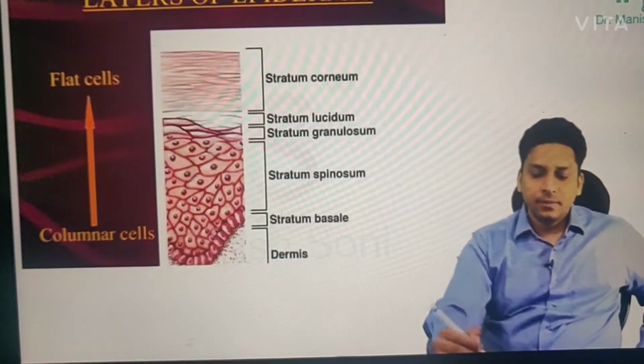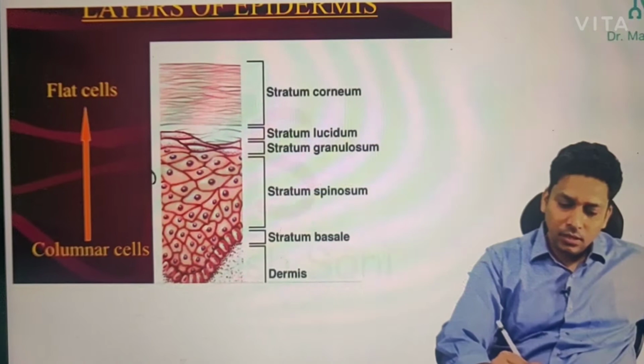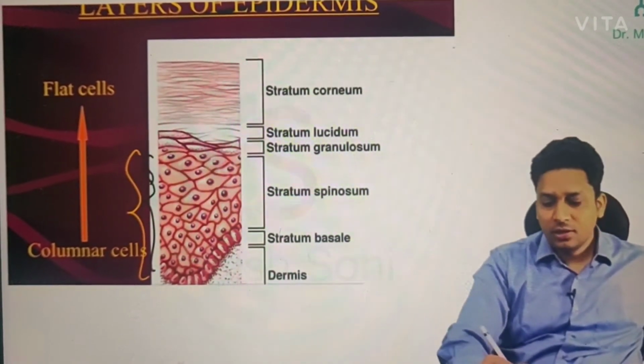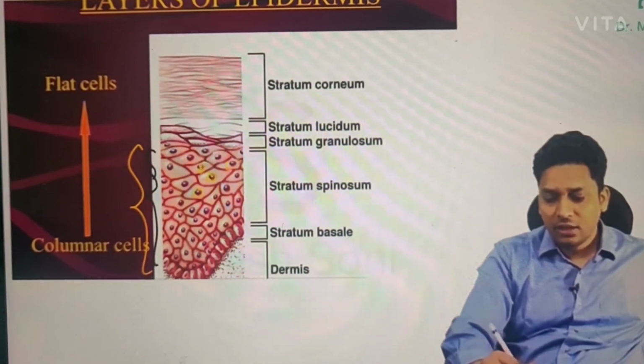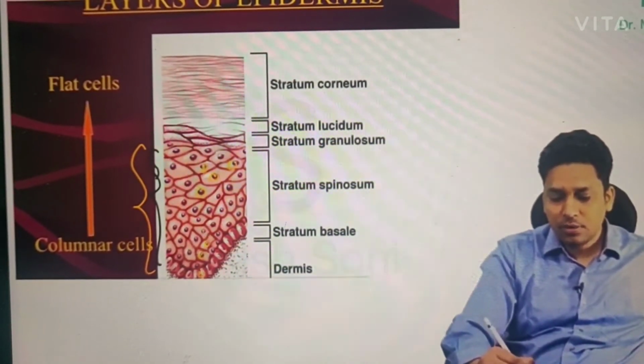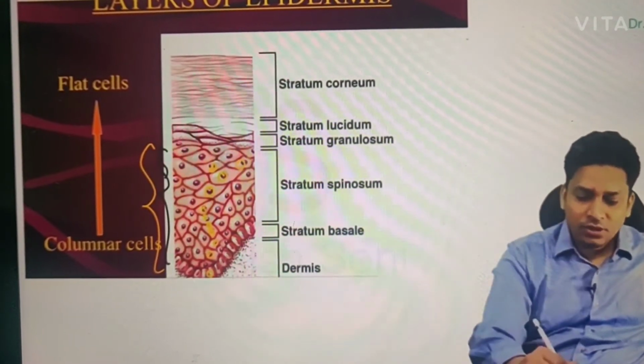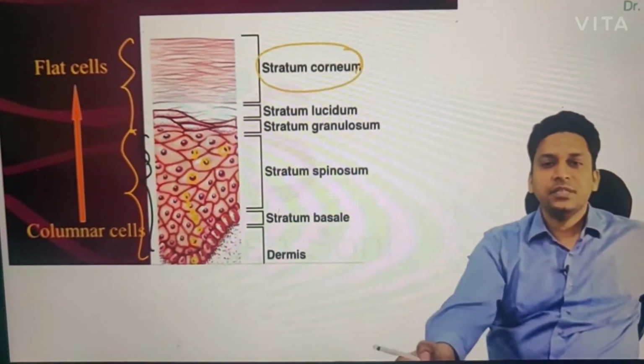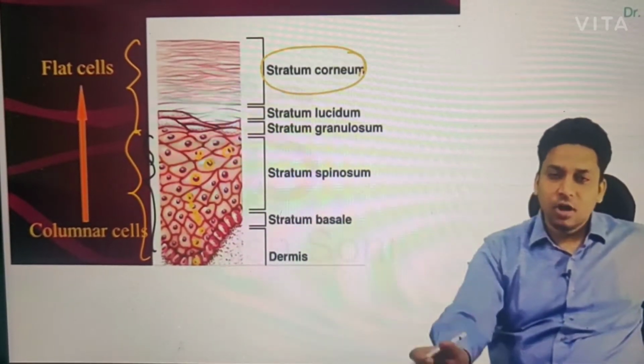So as you can see here, in the lower portion, all these cells have a nucleus. This nucleus is prominently seen. But in the upper portion of the epidermis, the nucleus is absent. This nucleus is completely absent in stratum corneum. So stratum corneum doesn't have a nucleus. Okay, this is a normal finding.